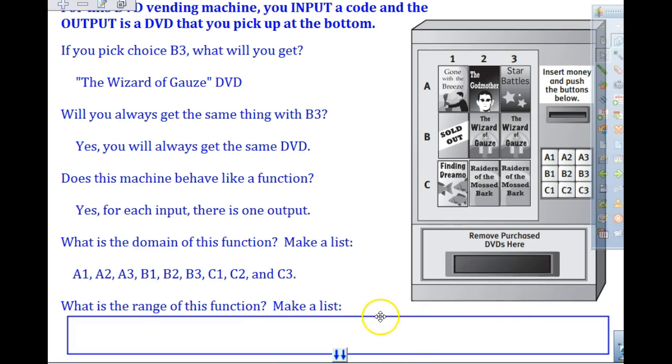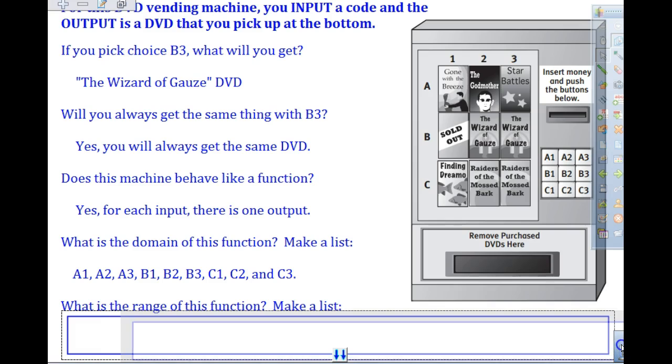And then it says, well, what's the range? The range are the movie names. So one I could put down is Gone with the Breeze. Could I put Godfather? Yes. Could I put Raiders of the Lost Ark? Yes. Do I have to have 9 names for movies?